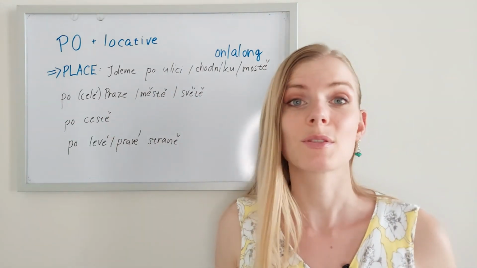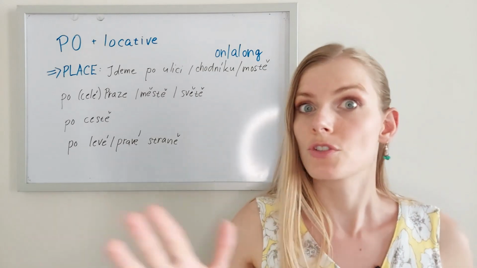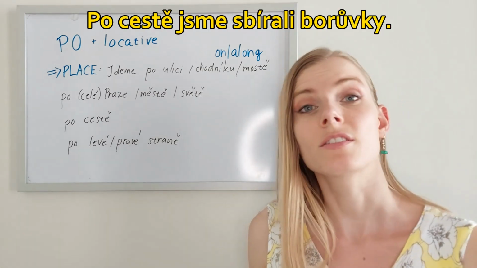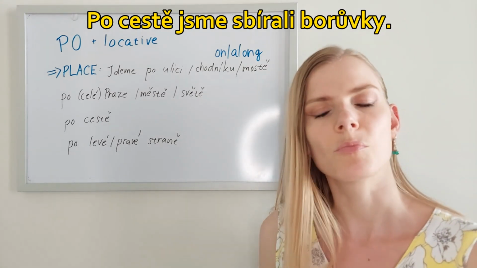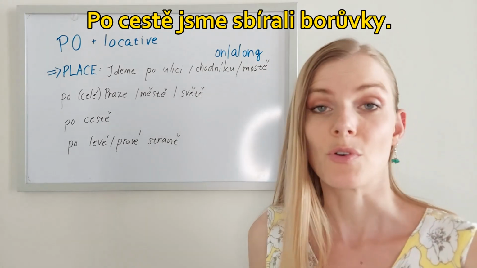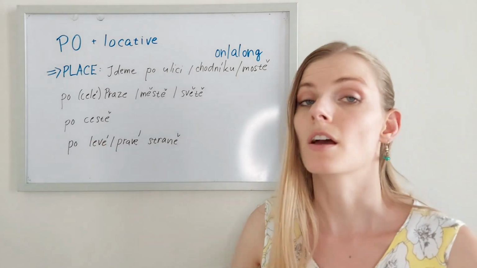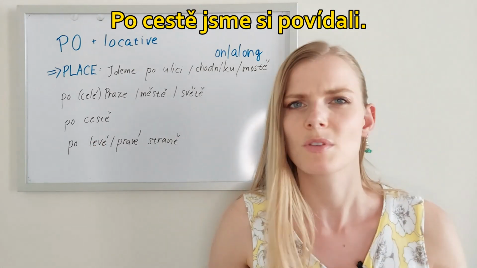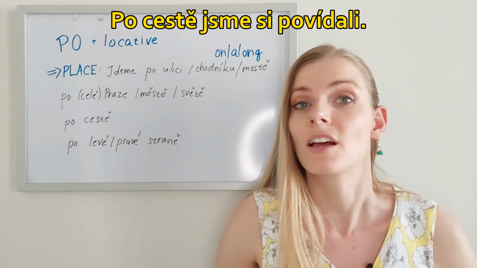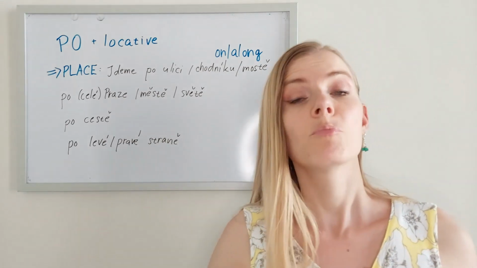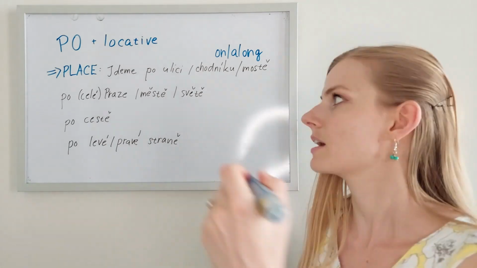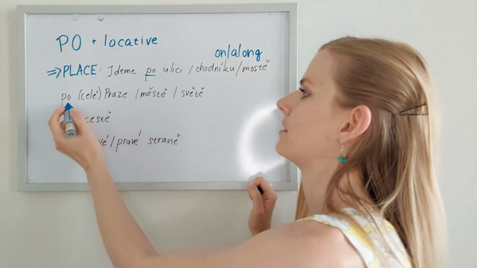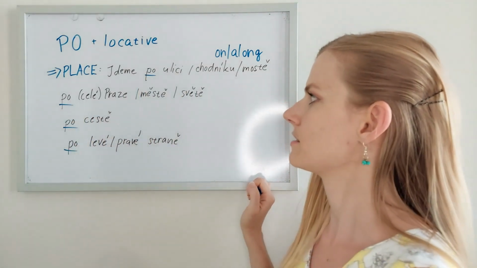Po cestě, this means on the way or on the journey, during the journey. Po cestě jsme sbírali borůvky. On the way we would pick blueberries when you're walking through the forest, for example. So po cestě, along the way. Po cestě jsme si povídali. We chatted on the way. Po levé, po pravé straně. On the left side, on the right side. And again, all these are locative cases.